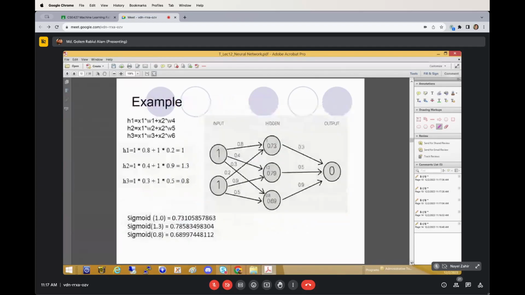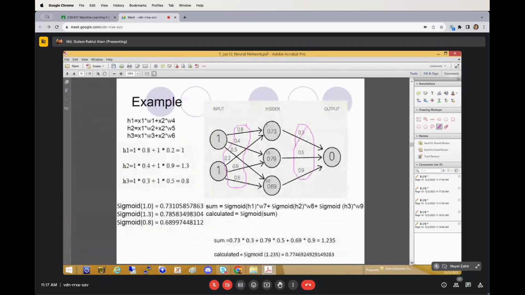And then finally, you can see that the predicted value, based on our assigned weights, is 0.774. Okay, 0.774. And then we started the back propagation based on the error, because we need to minimize the error. So for error minimization, we need to update the weights, these weights and these weights.